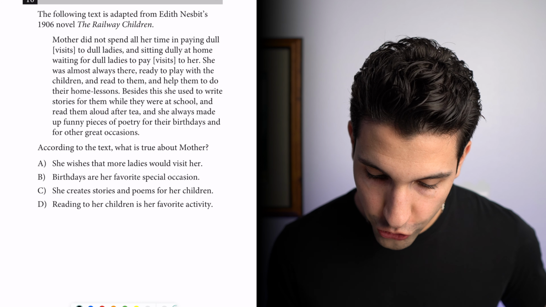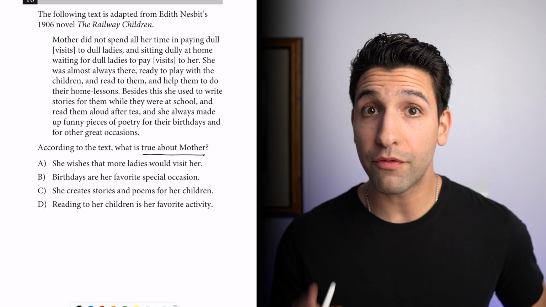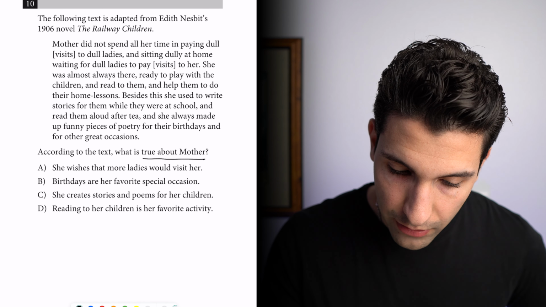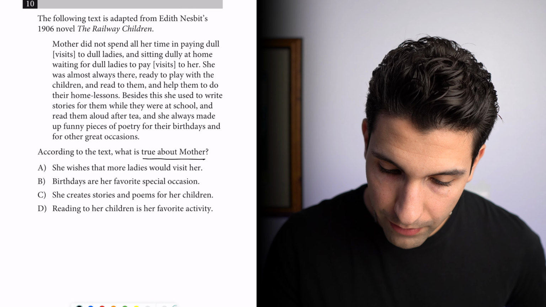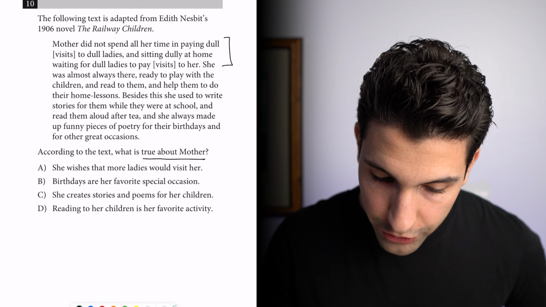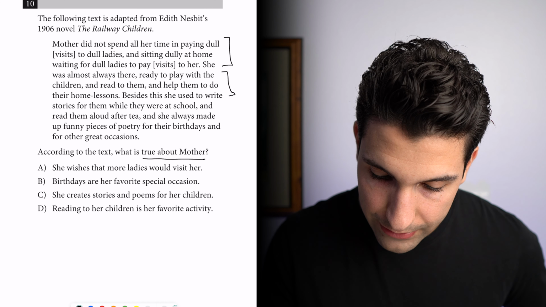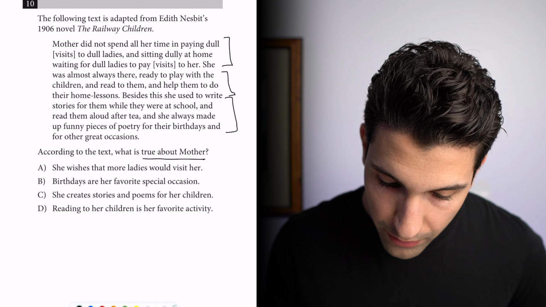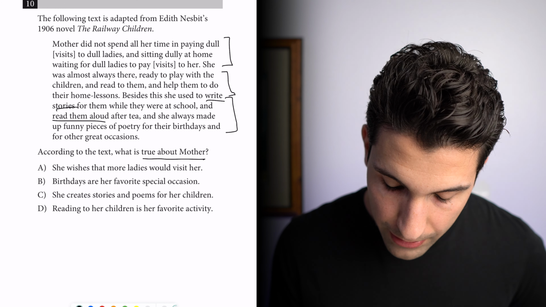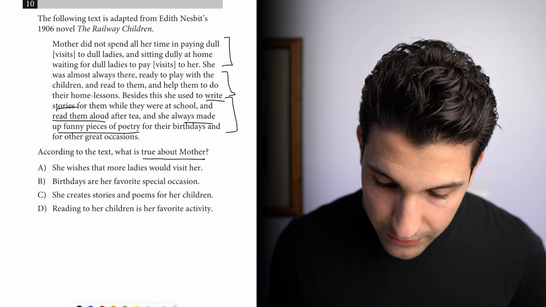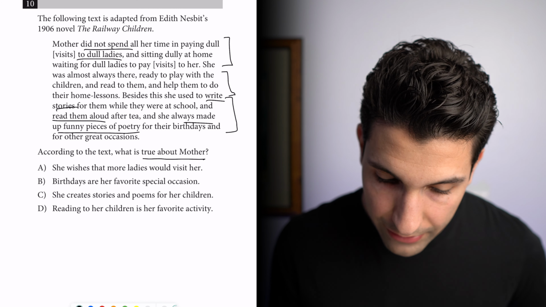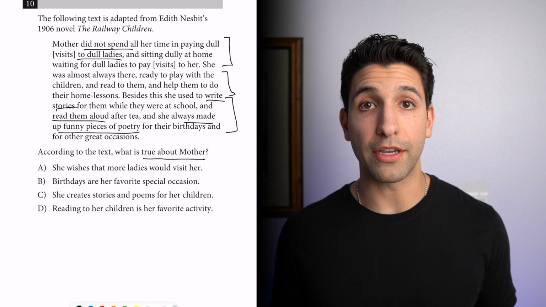According to the text, what is true about mother? So we're looking for true things, not false things. So if we read here, it's talking about she did not spend her time doing dull things. She liked to play with the children, read to them and help them do their lessons. She wrote stories for them while they were at school and read aloud. So she wrote stories, read them aloud, made up funny pieces of poetry, but she did not spend her time doing dull things with dull ladies. And so she liked to be around her kids.